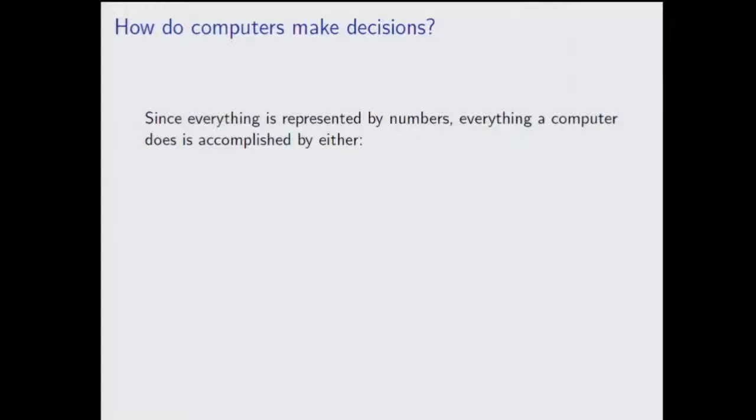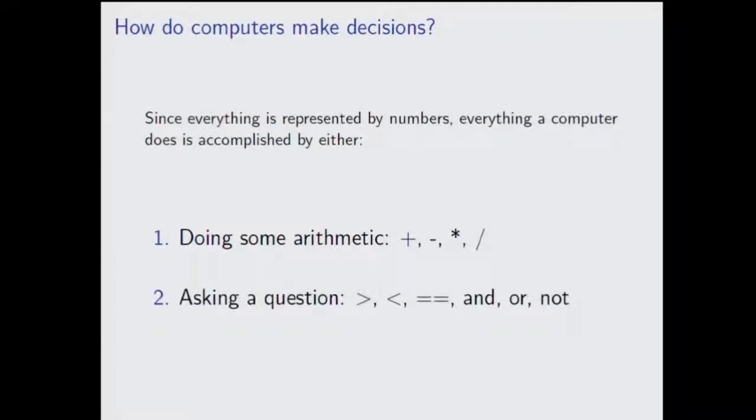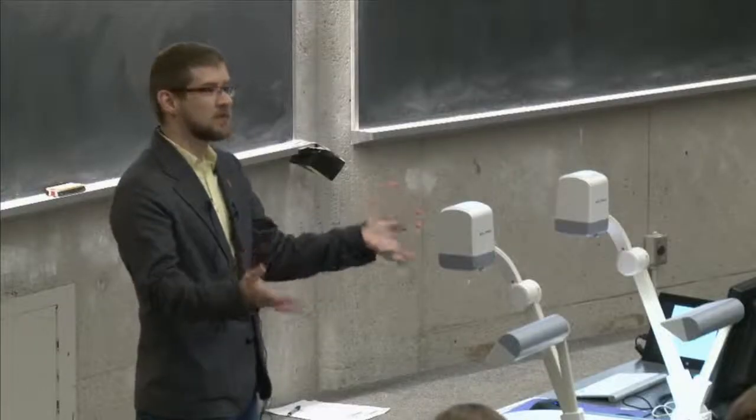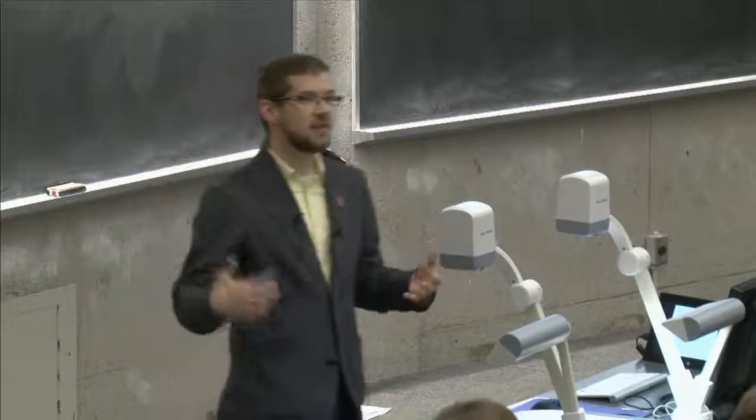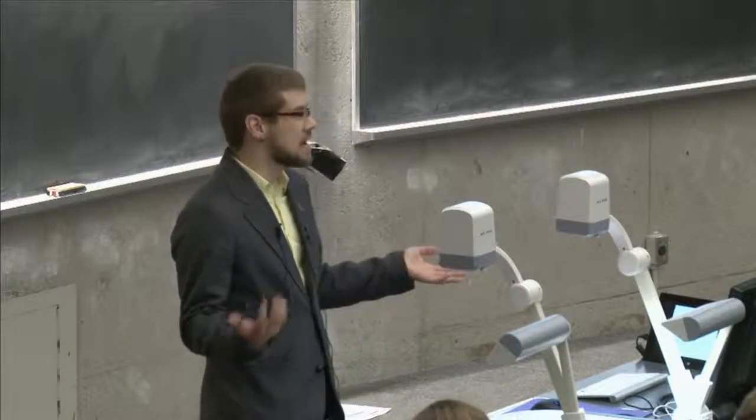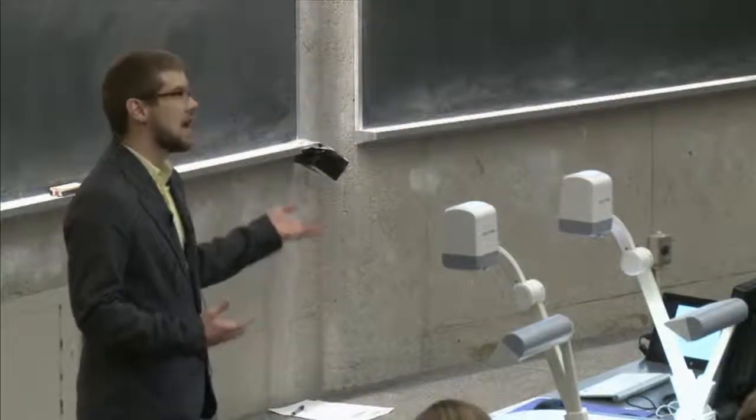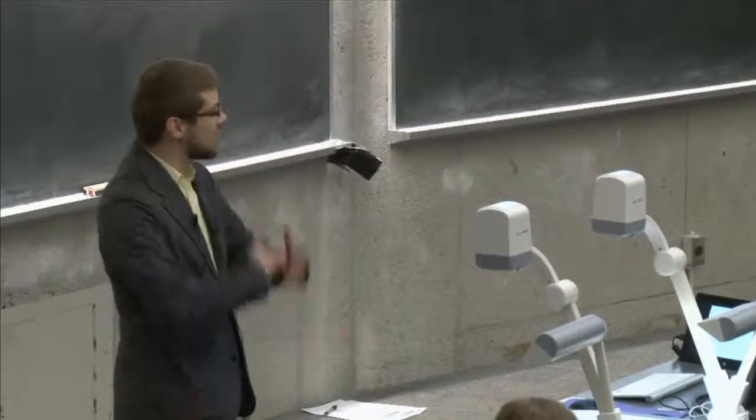So given that everything really is just numbers, anything that a computer is going to do is accomplished basically by arithmetic like adding, subtracting, multiplying, and dividing, and a few other things, but basically that. Or asking a question about the numbers that are representing the things that it's dealing with. So asking a question like, is a number greater than another? Is it less than another? Are they equal? And then besides asking those really simple questions about just two numbers, we can string the questions together with the words and, or, and not. So I can ask if x is greater than y and a is greater than b, and I can get the answer to that whole thing all together.